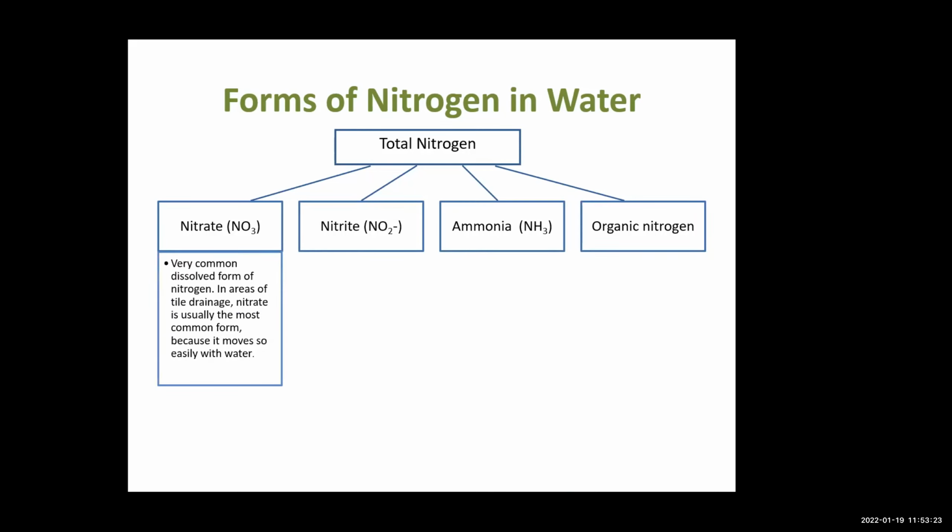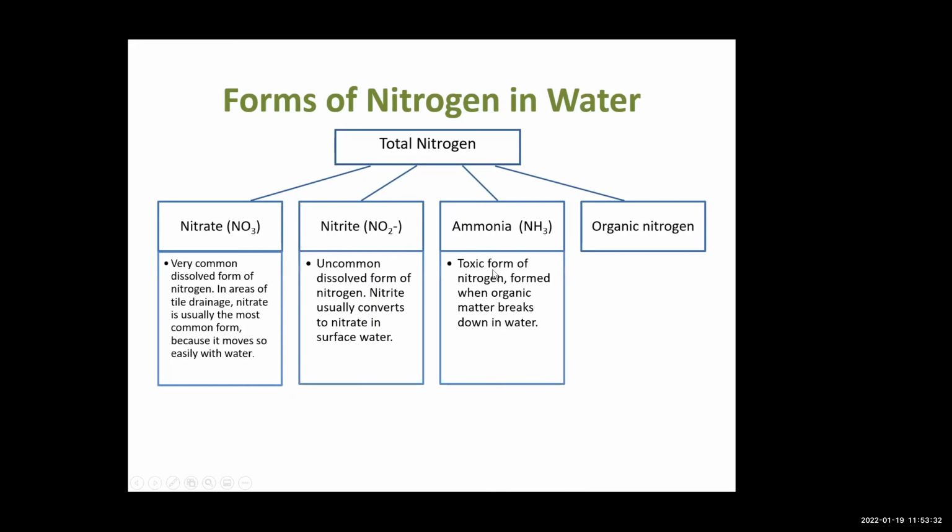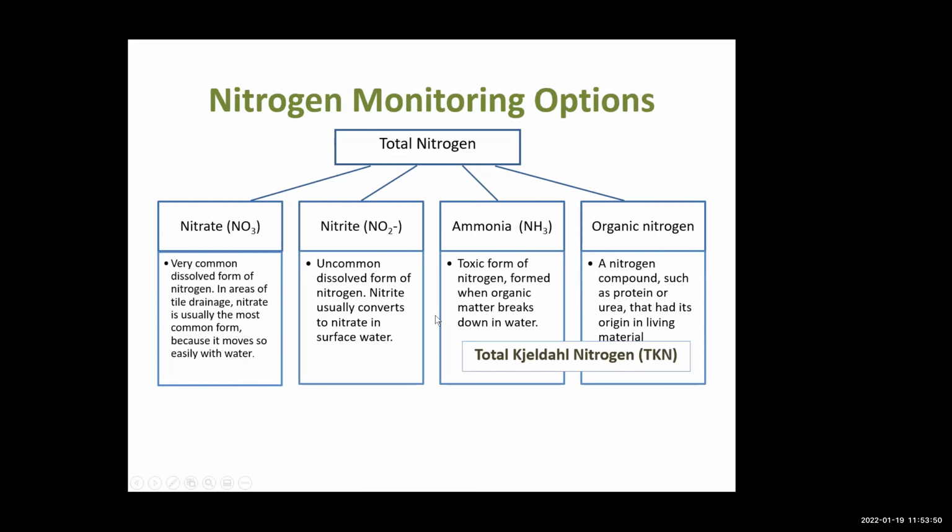Nitrate is the most common by far, not by a little. It's like 10 times more than any other form. Nitrite is very uncommon, and the primary concern is that ammonia is toxic. So this is what wastewater treatment plants historically worry about, because even in low quantities, it's toxic to fish. But at the larger level, it doesn't matter as much. There's much less of it. And then organic nitrogen is what comes with erosion.